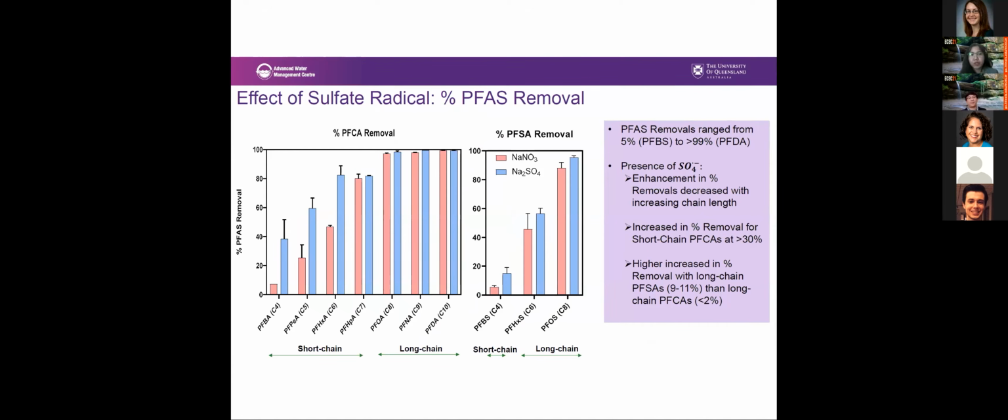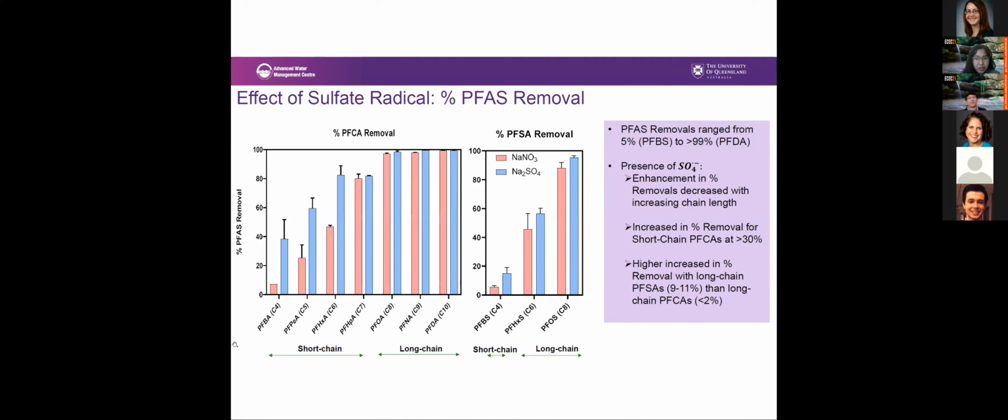Comparing the PFAS removals between the sodium nitrate, which is represented by the red bar, versus the sodium sulfate, which is represented by the blue bar, we saw an increase in the PFAS removals with the presence of the sulfate radicals. The PFAS removals that we got range from 5% to greater than 99% for PFDA.